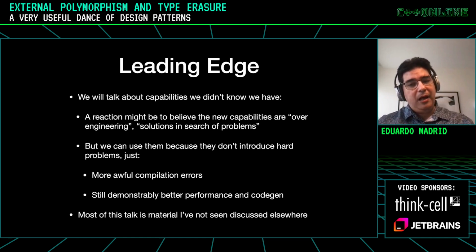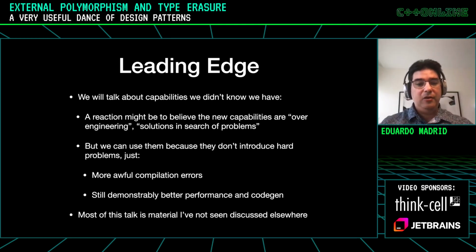There is an intriguing feature that I'm going to tell you about. We can use the advanced capabilities of what I'm going to be talking about, because the real cost is not that you're going to lose performance, for example, but you're going to get more awful compilation errors, and it's still demonstrably better performance than code generation in terms of, let's say, object code efficiency. And it's very important that you know that most of this talk material is not disclosed elsewhere, not at all. So this is unique to this presentation.